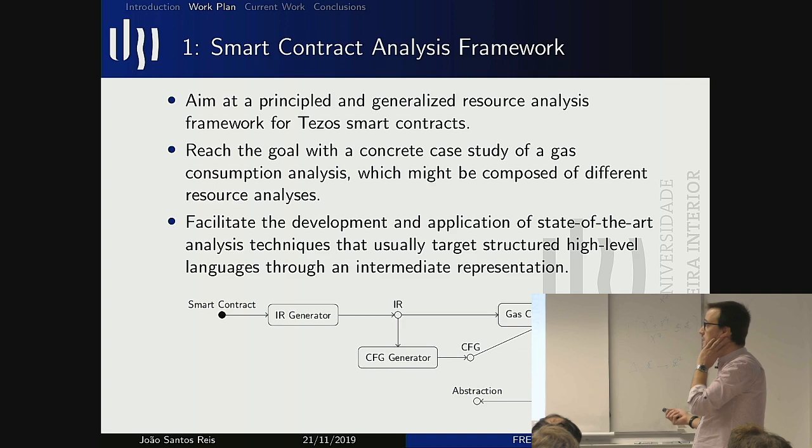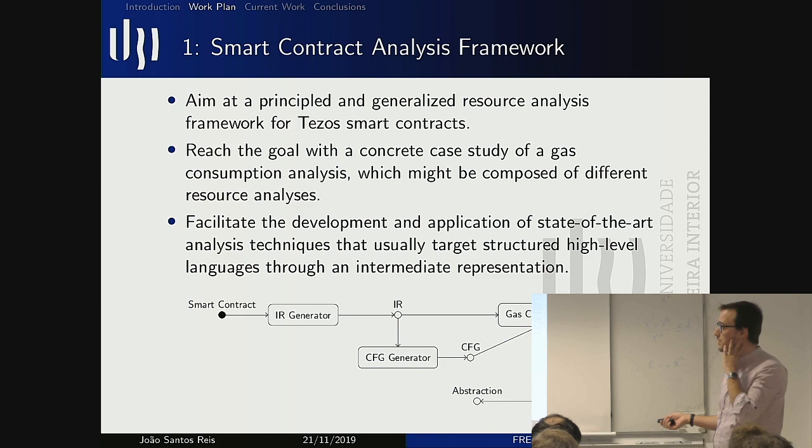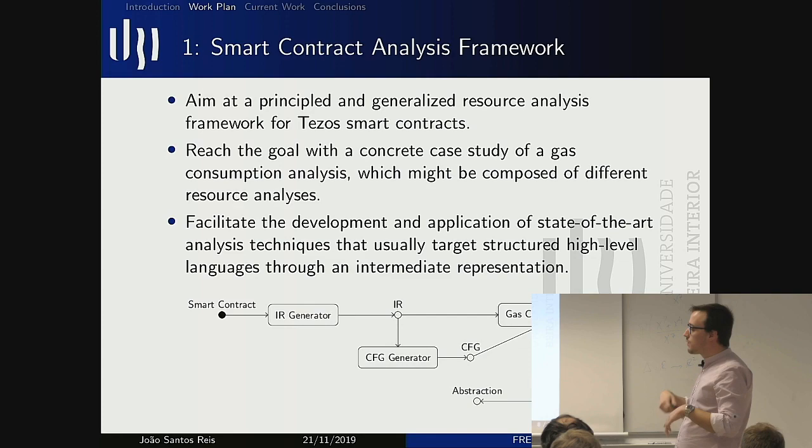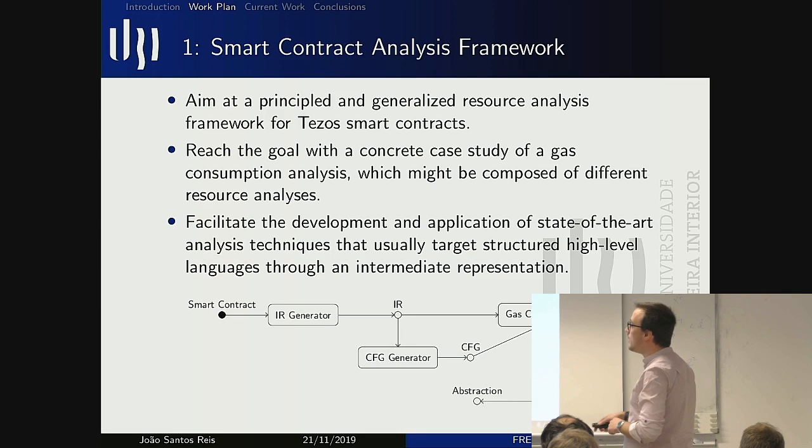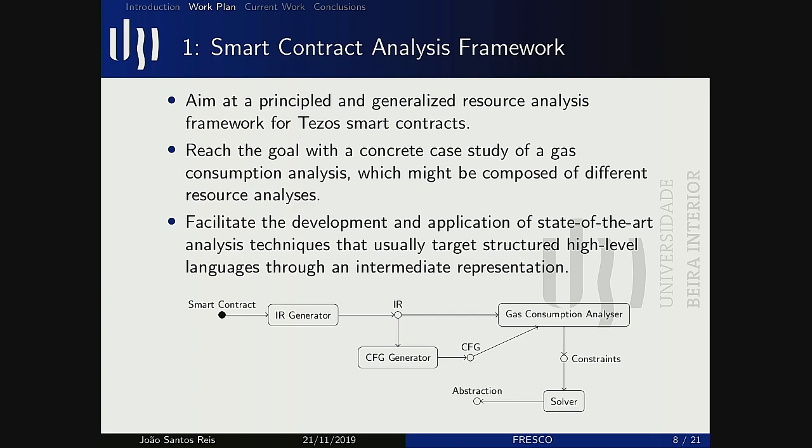we aim at a principled and generalized resource analysis framework for Tezos smart contracts. We pretend to reach this goal with a concrete case study, which is the gas consumption analysis, which might be composed of eventually different resource analysis. To facilitate the development and application of different state-of-the-art techniques that already exist, usually these techniques target other kinds of languages that are not Michelson. Michelson, as you know, is a stack-based language, etc., etc. So we intend to develop an intermediate representation that eases the adoption of these existing techniques.